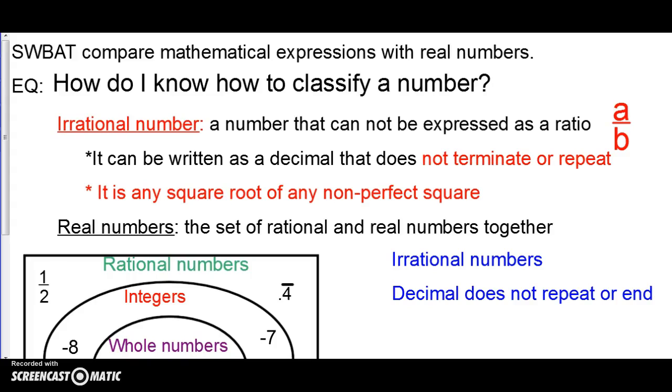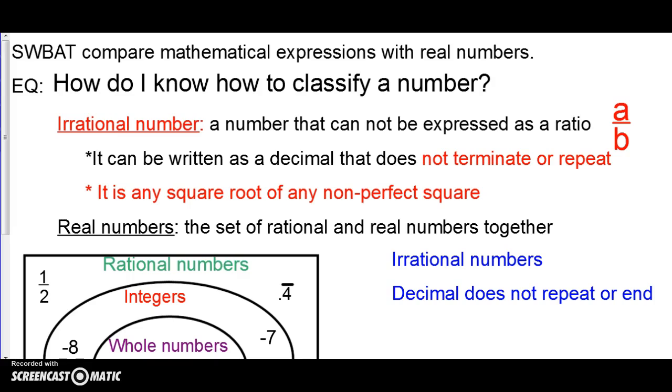All right, here we are. This is your lesson from page 135, and we made it to the end of chapter 2. This is the last lesson in chapter 2, so that's exciting. Your objective today is how to compare mathematical expressions with real numbers.